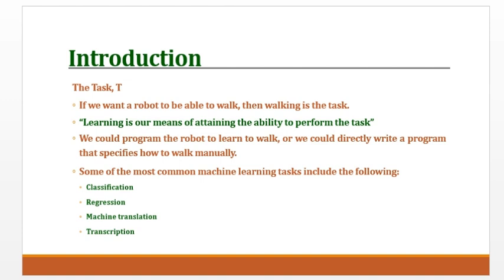Now, the task T is, if we want a robot to be able to walk, that is, walking is the task, we could program the robot to learn to walk or specify how it should walk manually.